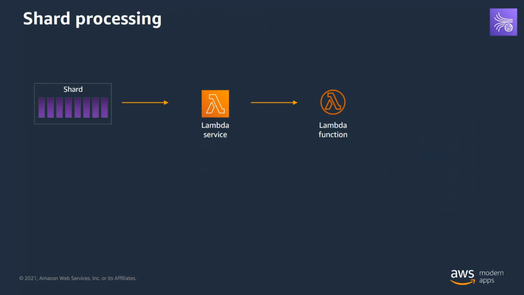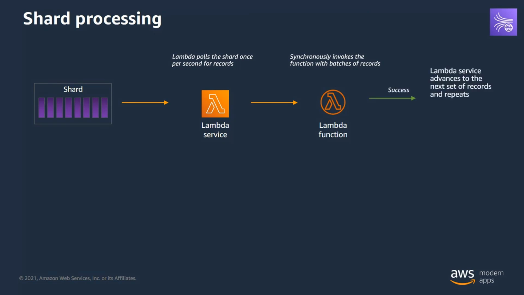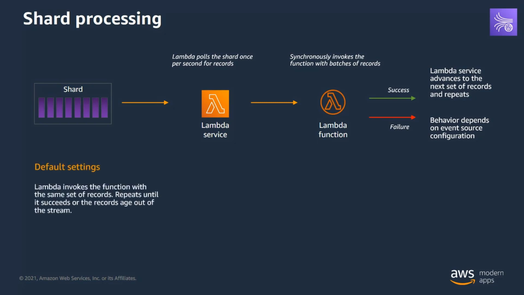So let's look at shard processing. The Lambda service polls the shard once per second for a set of records, and then synchronously invokes the function with a batch of records. If the processing is successful, it moves on to the next batch. If not, the retry and error behavior will depend upon the event source configuration. Using the default settings, Lambda invokes the function again with the same batch of records. It continues to do this until the batch is successful or the records expire out of the stream.